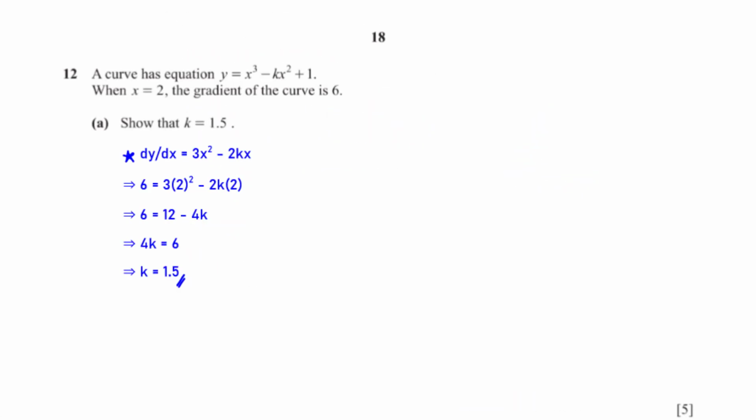A curve has equation y equals x cubed minus kx squared plus 1. When x is 2, the gradient of the curve is 6. Show that k equals 1.5. When we differentiate the equation of the curve, we get dy dx equals 3x squared minus 2kx.